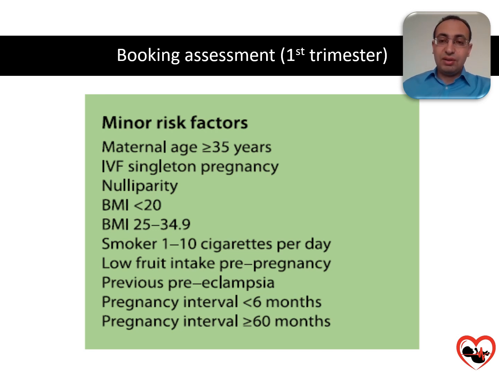You have to look specifically for risk factors. The minor risk factors are maternal age above 35, IVF singleton pregnancy, nulliparity, body mass index below 20, body mass index between 25 and 34.9, smoker less than 10 cigarettes per day, low fruit intake pre-pregnancy, history of previous preeclampsia, or a pregnancy interval less than 6 months or more than 60 months.